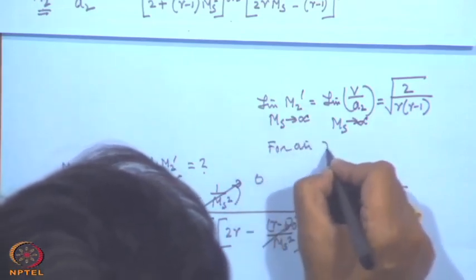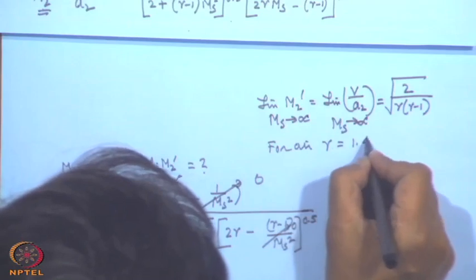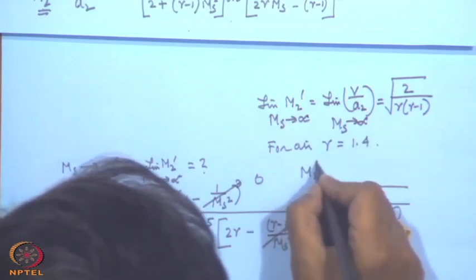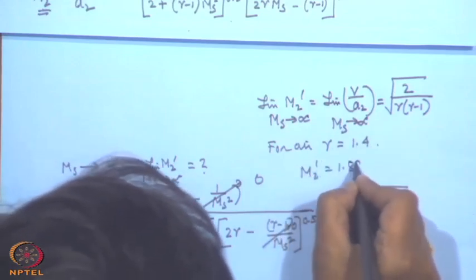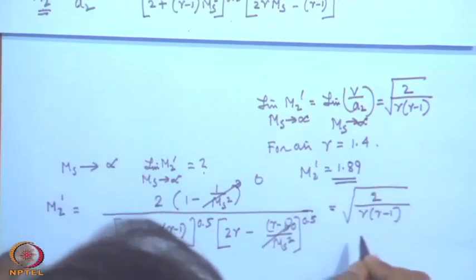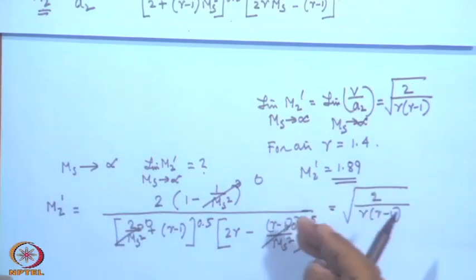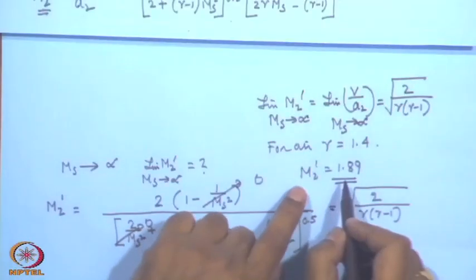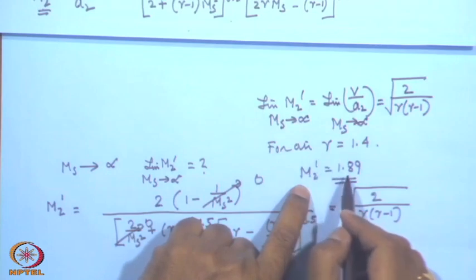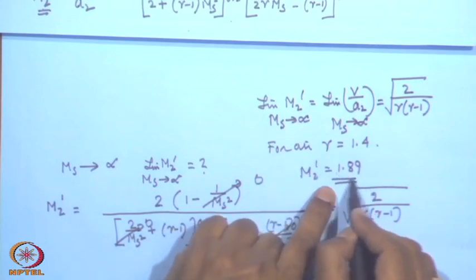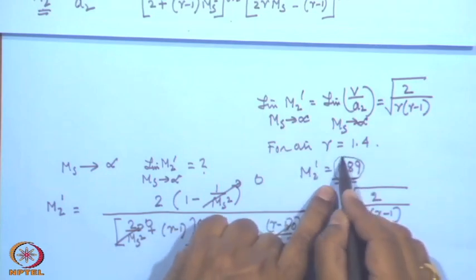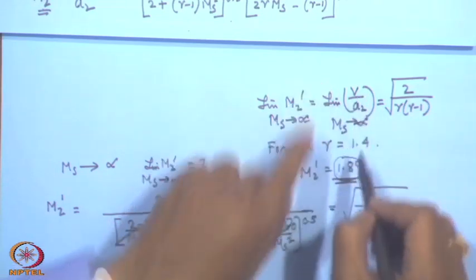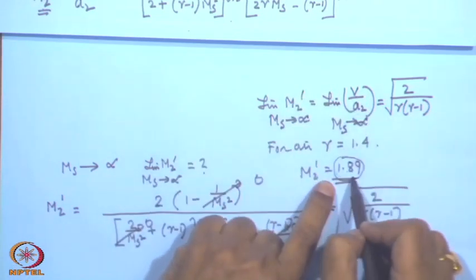For air, if we take gamma 1.4, this M2 dash is 1.89. That means you can say that in air, whatever the strength of the shock, even a very high strength shock, can only induce a finite velocity which will always be less than this corresponding Mach number 1.89. The actual velocity will depend upon the temperature. We have to multiply this with A2, which is root over gamma R T2.